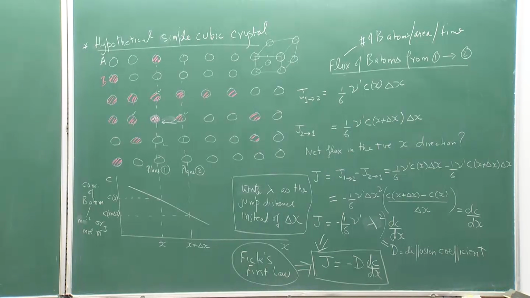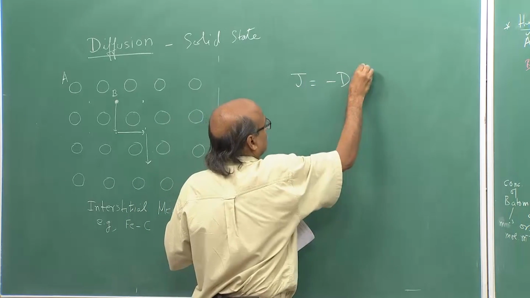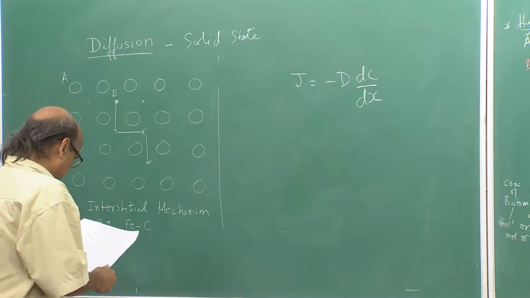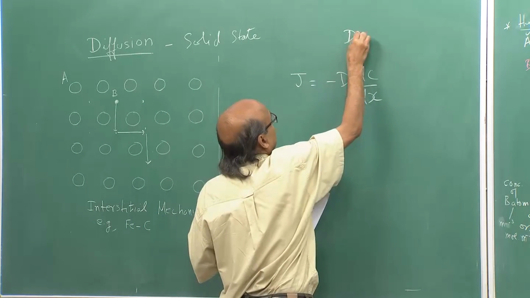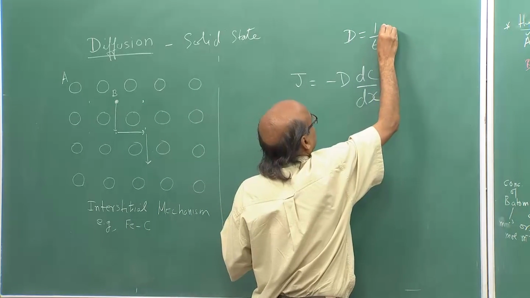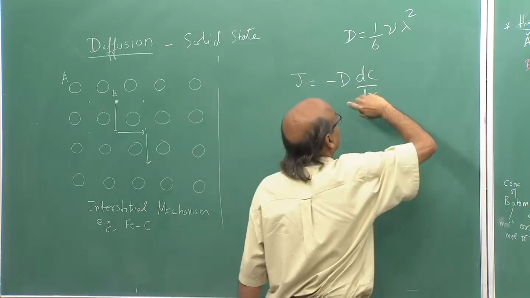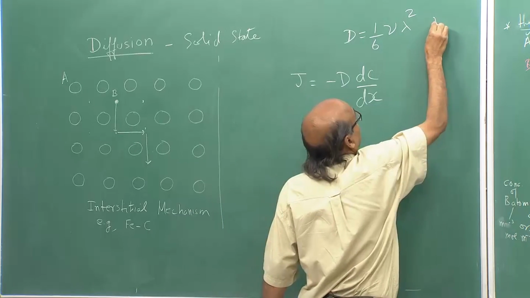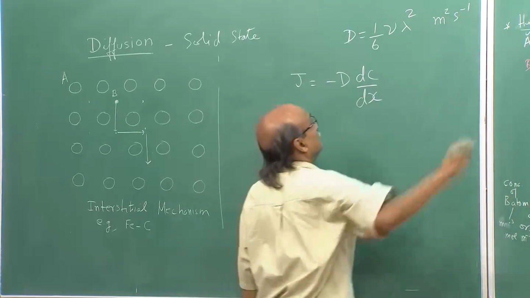A little bit about units in this equation of Fick's first law. So, this is my Fick's first law. Flux is equal to minus D dc by dx. If you look at it, D itself we have written as 1 upon 6 nu lambda square. This has units of distance square per unit time. So, typical units for the diffusion coefficient D are meter square per second.